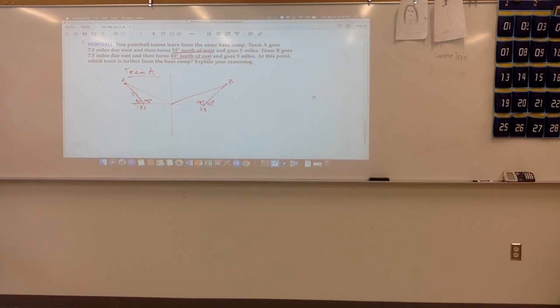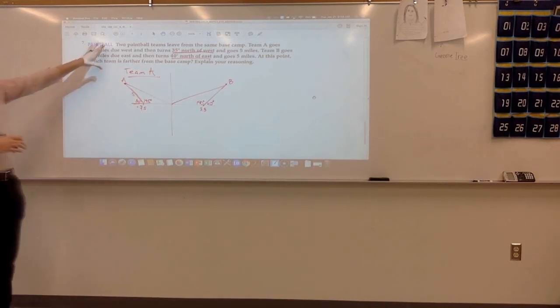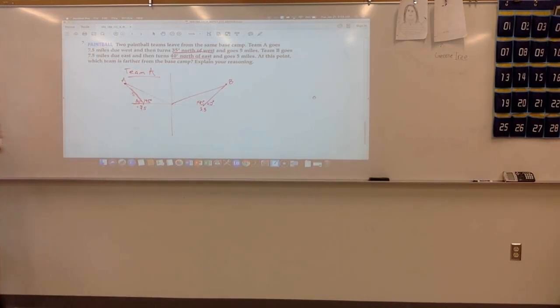Okay, so the wording may have been a little bit tricky on this problem, but are we okay with how we set up that picture through those two triangles? Okay. Any questions?